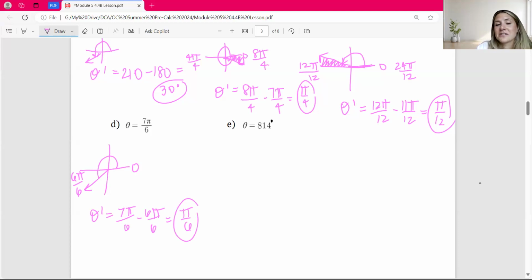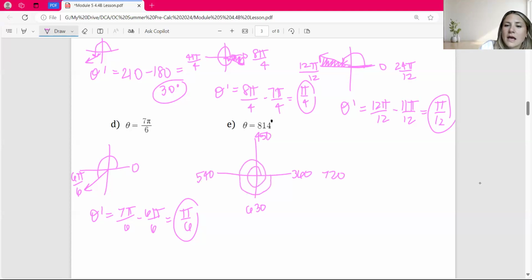Let's look at E, 814 degrees. We're going to have to go around several times here, aren't we? So let's just start. I know it's going to go around one whole time. That's going to be 360. I know then we can have 450 degrees, 540 degrees, 630 degrees. I've got to keep going, 720 degrees. So far, guys, I've gone around once and then twice. 720 plus another 90 is going to give me 810 degrees. And then if I add another 90, that'll give me 900 degrees over here.